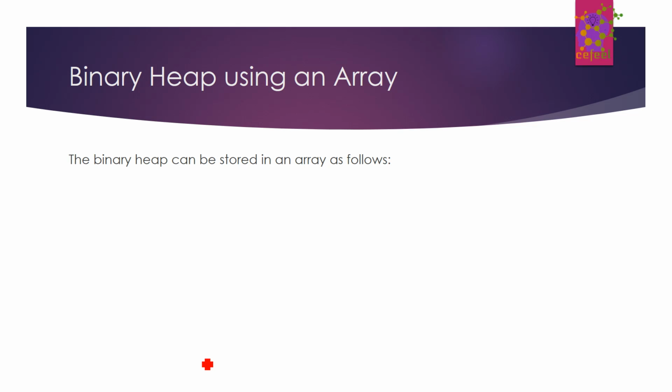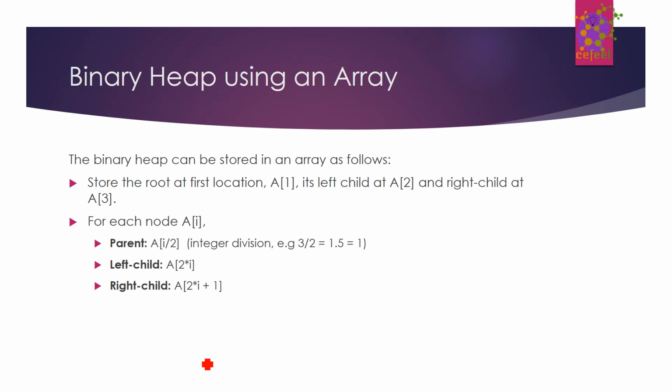Now another important property of the max heap that helps us actually sort the input data without needing any additional data or additional space is that the binary heap can be easily stored in an array using a simple formula. So how? First, store the root of the heap at the first location, A1, then store its left child at A2 and right child at A3.